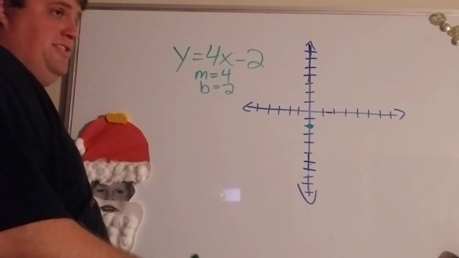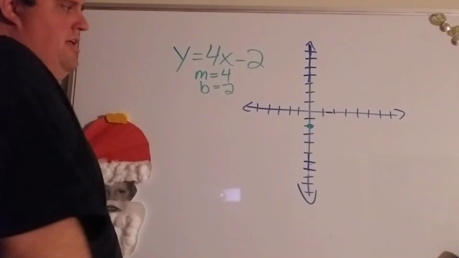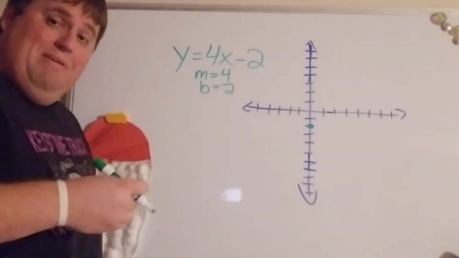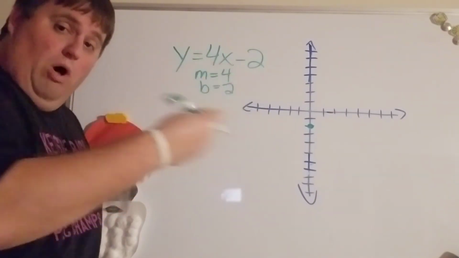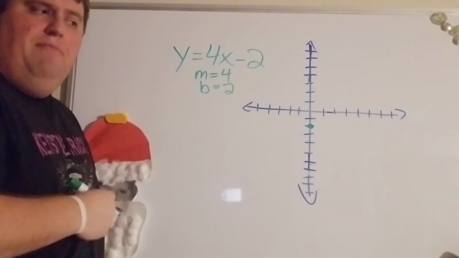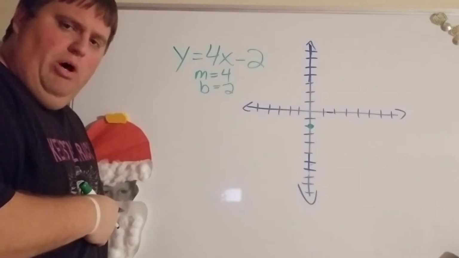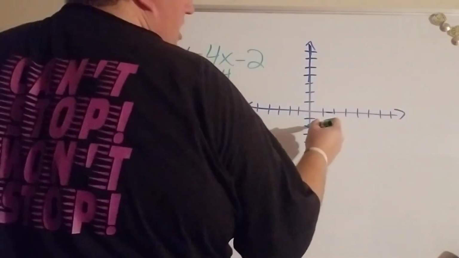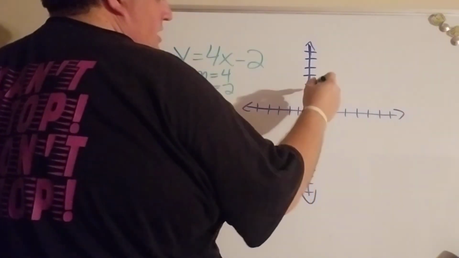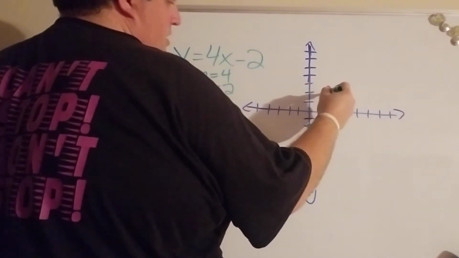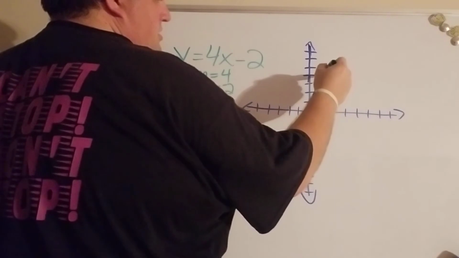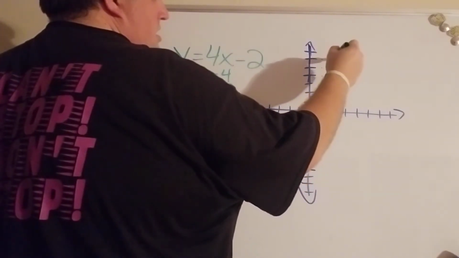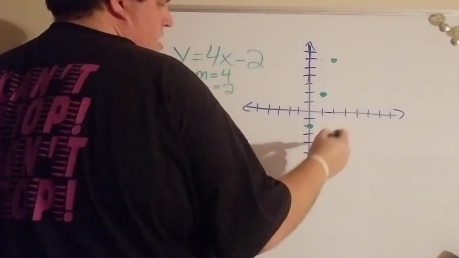And then my slope is 4. So remember, if it's 4, that means up 4. But how do I write 4 as a fraction? Over 1, right? Any number that's not a fraction is always going to run 1. So from here, I'm going to go 1, 2, 3, 4 over 1. Put a point. And I'm going to do it again. 1, 2, 3, 4. Go over 1. Put a point.